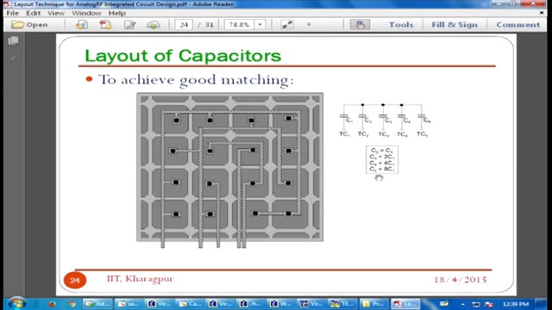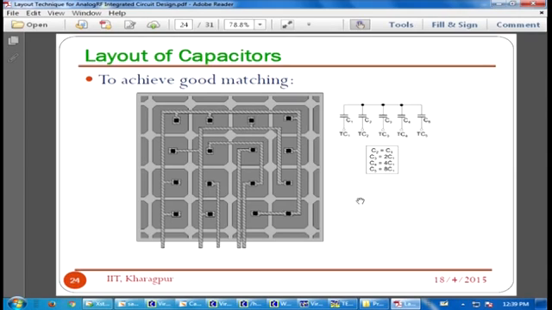Okay, this is C5, and this is 1, 2, 3 and 4. This is C4, and this is 1, 2. This is C3, and this is C1. Okay. So in this way you have to put them, otherwise matching will not come.